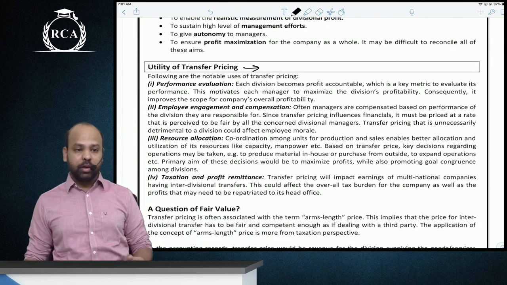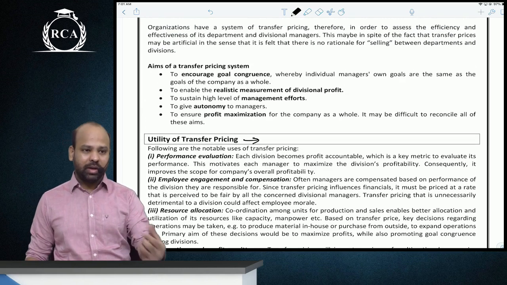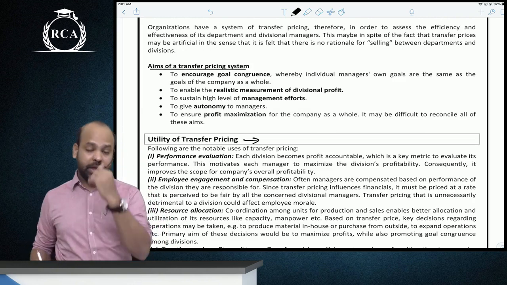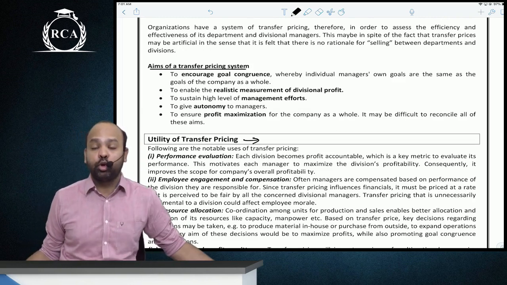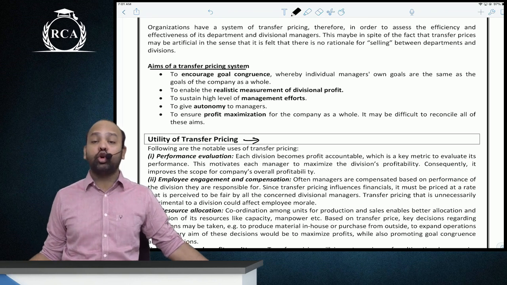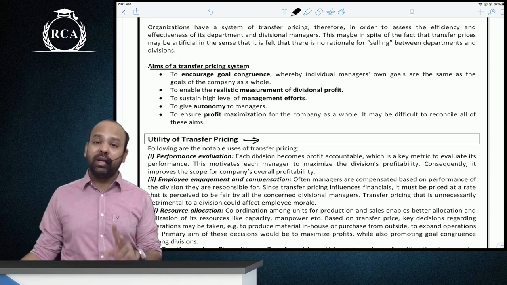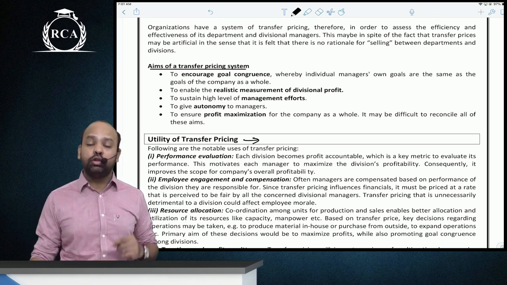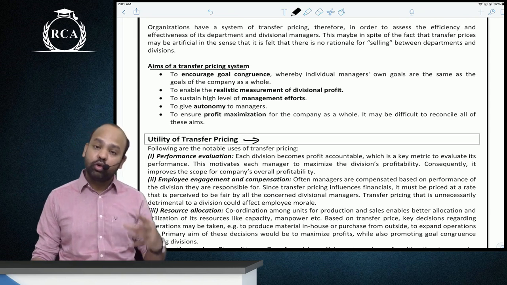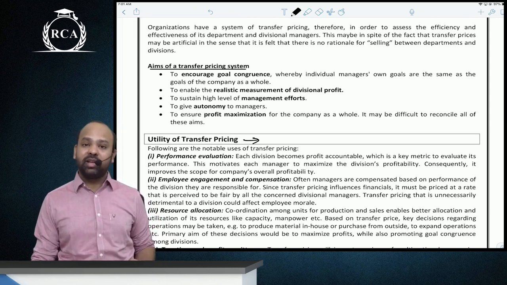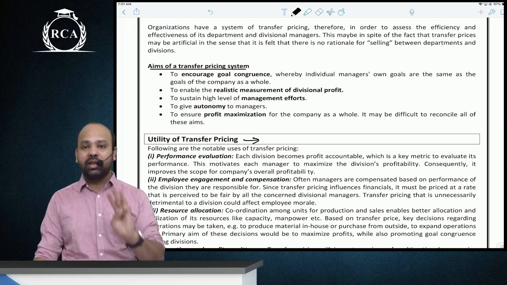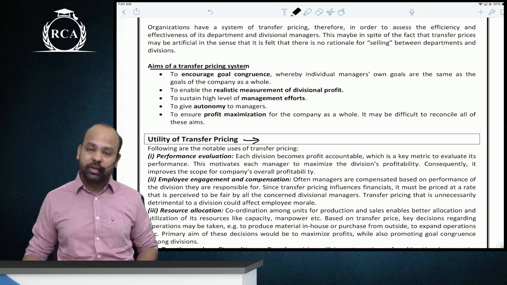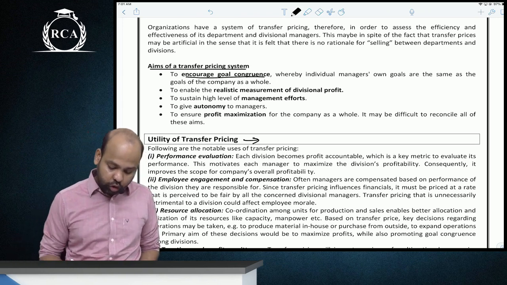I want you to remember utility; both will remain the same. So when they say aims of a transfer pricing system, the first objective of any transfer pricing policy that you are putting in place is that it should encourage goal congruence. This we have learned in the previous chapter also. A good performance measure should motivate the employees to achieve the goals of the organization while ensuring that their own goals are met. It should be based on controllable factors, and it should take both long term and short term objectives. So here it should encourage goal congruence.